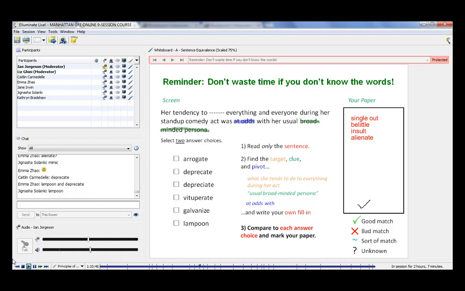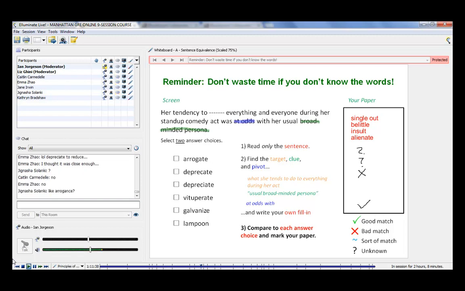Jignasha's got lampoon. Caitlin's saying deprecate, but Emma is saying depreciate. What do you guys think? To depreciate means to reduce. That's out. Yeah. What about deprecate, though? Okay, maybe we've got a question mark for that. Did you guys know arrogate at all? Put a question mark for that.